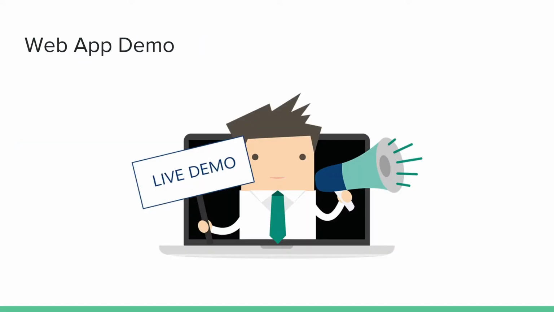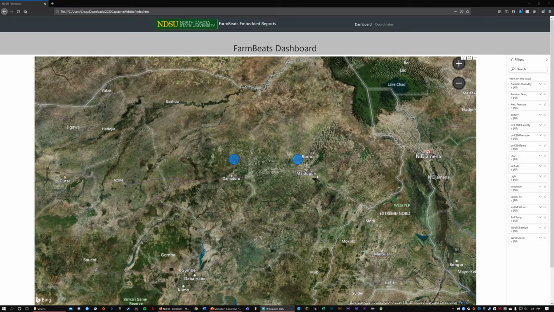Now I will show you a live demo of our web app. So this is a local copy of our web app. We're just using test data, so we just have a couple sensors here. If you hover over one, you can see that you get a summary of all its data. But you could also right-click and drill through to any of our three report pages.